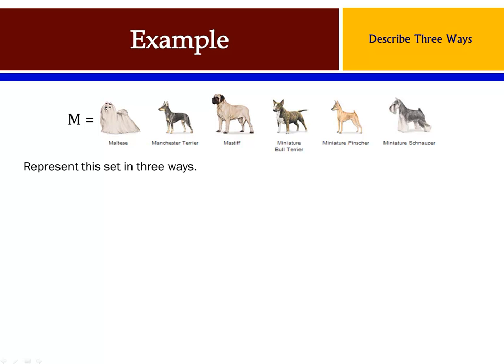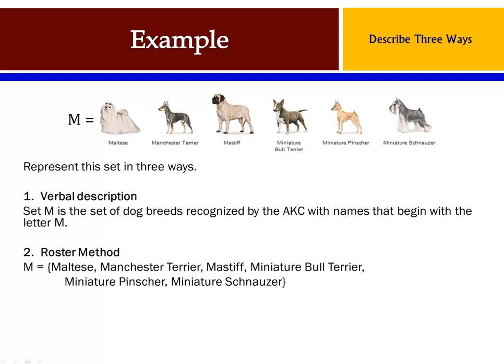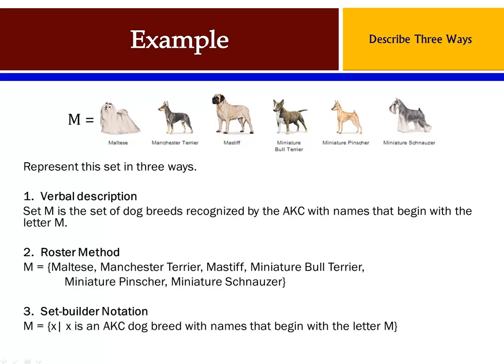And we can represent it in 3 ways. A verbal description, as we've already done. Set M is a set of dogs recognized by the AKC with names that begin with the letter M. In the roster method, this would be the set of M is the Maltese, Manchester Terrier, the Mastiff, Miniature Bull Terrier, Miniature Pinscher, and the Miniature Schnauzer. And the more formal set builder notation, M is a set of X such that X is an AKC dog breed with a name that begins with the letter M.